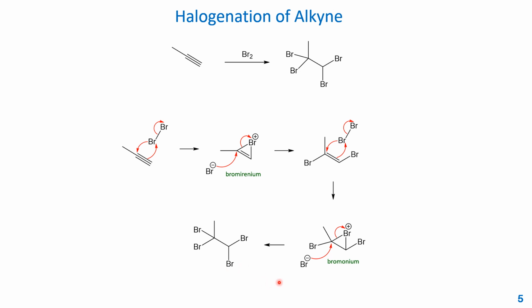Okay, so this is the step-by-step arrow pushing mechanism of this halogenation of alkyne. If you have any questions, please let me know. Okay, good luck.